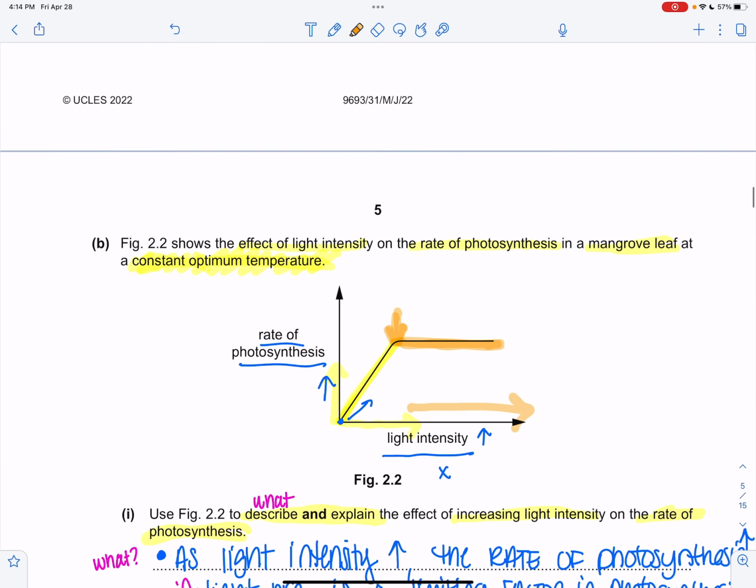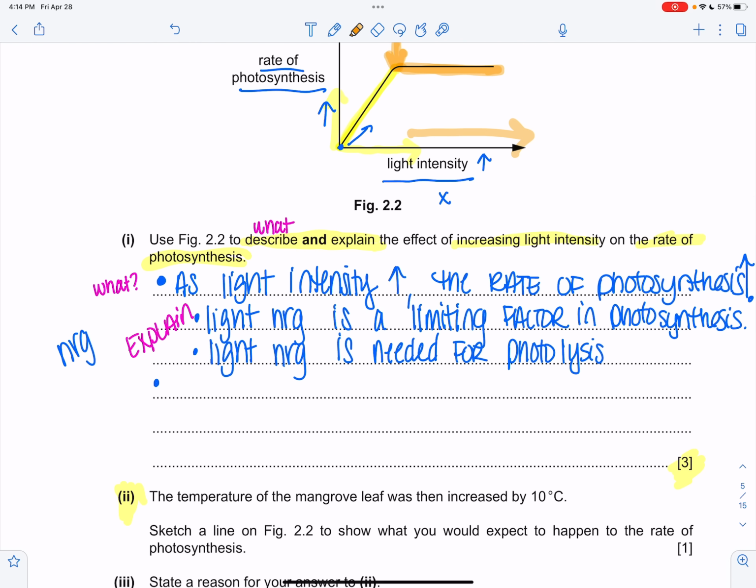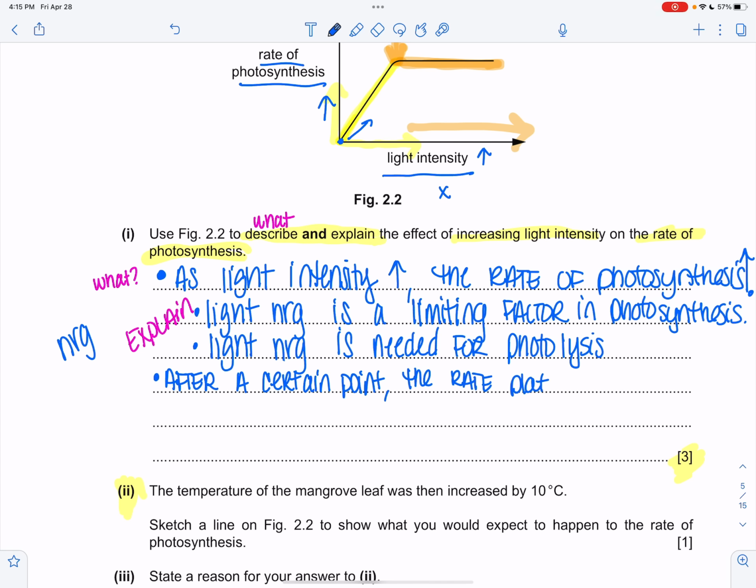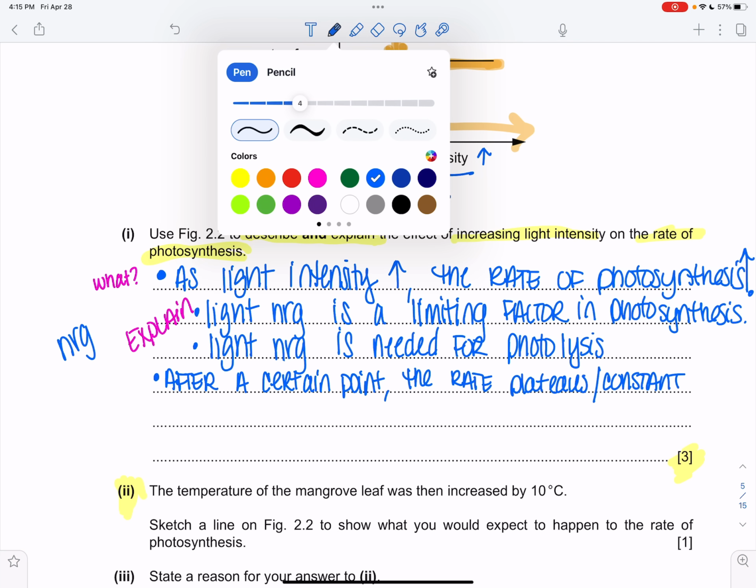Like waiting in a line, essentially. Or I think of it as a buffet. They can keep putting a ton of food out at the buffet, but your stomach isn't infinite. You're gonna hit a limit, even though the food might continue coming out. And so for this flat part, after a certain point, the rate plateaus. We could say stays constant. And that's the describe portion. So this is the what.